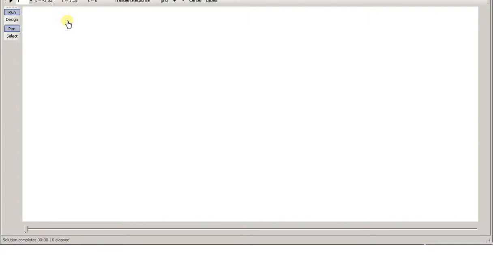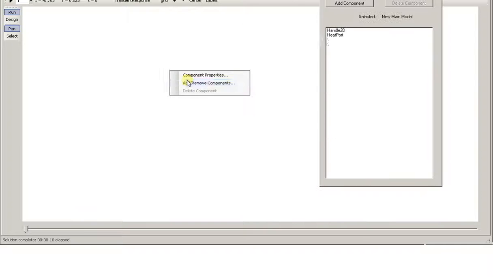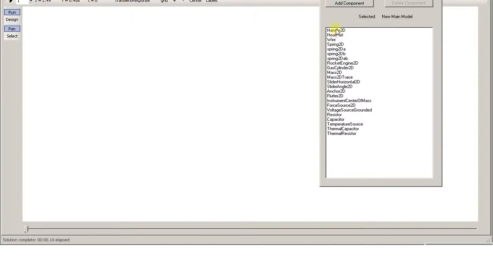Okay, I'm going to show how you build models using Envelope. We've got a selection of components you can add. Each component sort of helps you hide a few equations.